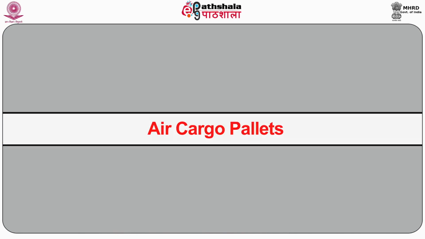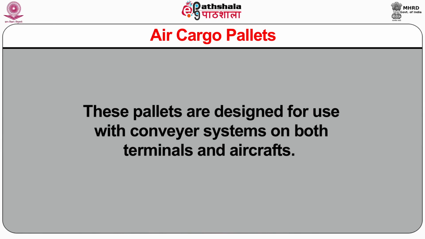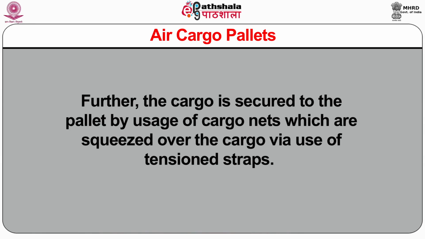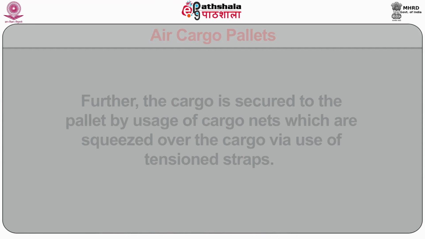Air cargo pallets. These pallets are designed for use with conveyor systems in both terminals and aircraft. The pallet is low in height and flat so that it is compatible and remains firm on the main deck of the cargo aircraft used to carry all cargo. Further, the cargo is secured to the pallet by the use of cargo nets, which are squeezed over the cargo via tensioned straps.